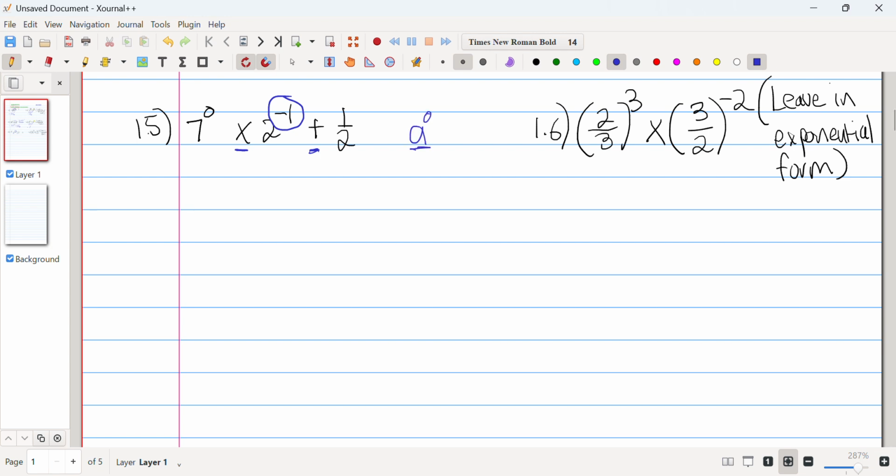Anything to the power of 0 is equal to 1. So this is actually going to be 1, right? And you would probably get a mark here in your test to just show that you know that this is equal to 1. And then times by. Now we've got to simplify this.